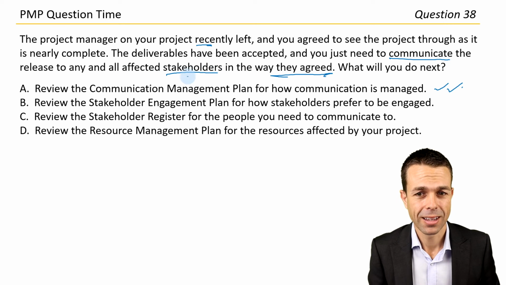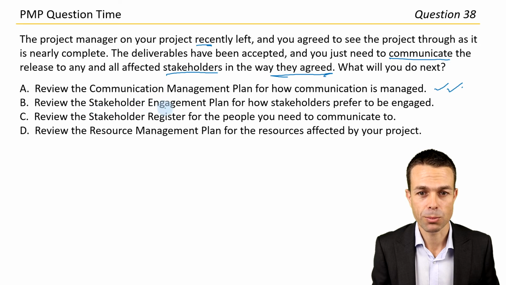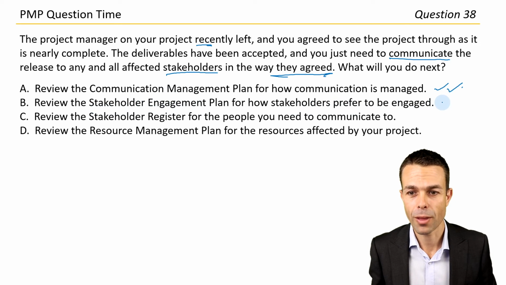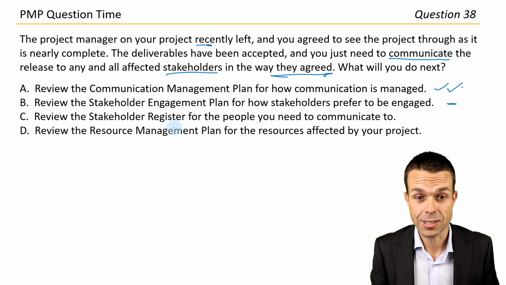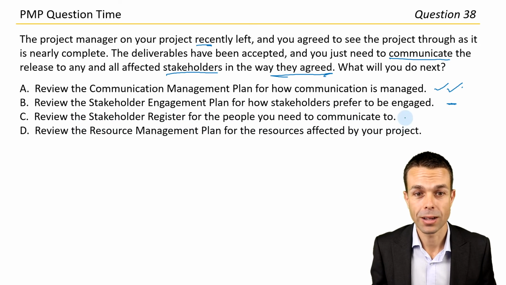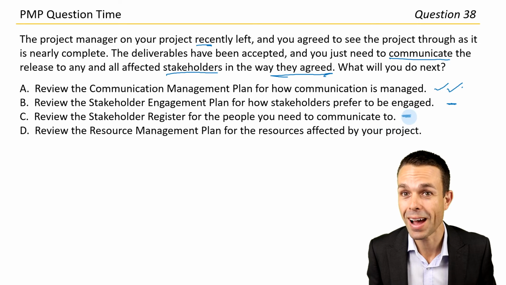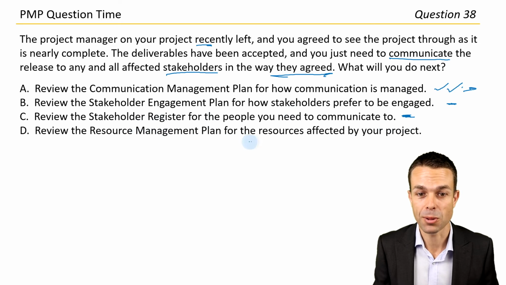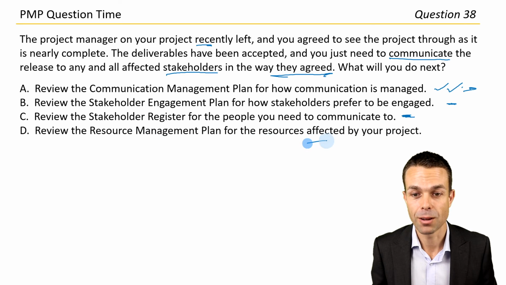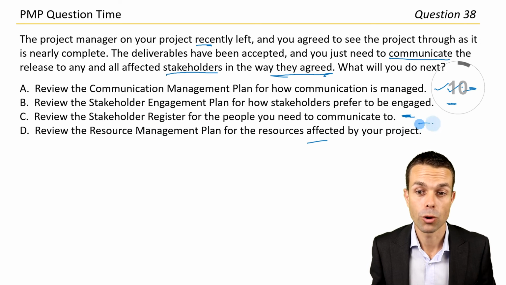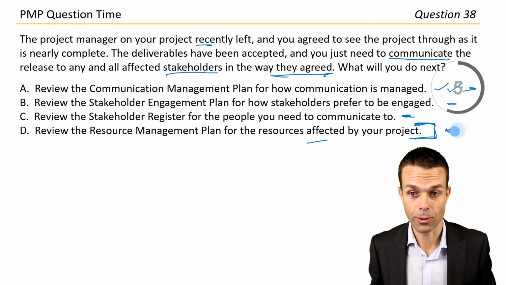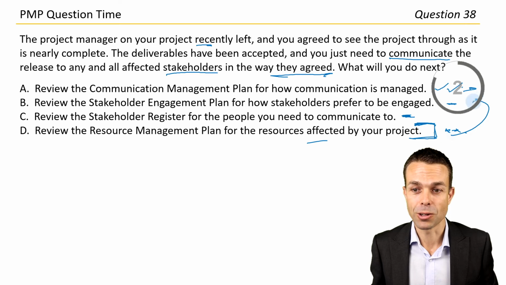Is it stakeholders? Okay, stakeholder engagement plan to see how they prefer to be engaged. I think that's more not necessarily around communication. Review the stakeholder register for the people you need to communicate to. I think that's good, but it doesn't show how they want to be communicated to. That's more this one up here. And review the resource management plan for the resources affected by your project. That's more who we're going to gather, who we need to deliver our project. So probably not that one as well. I think the best answer for us is going to be that answer A.